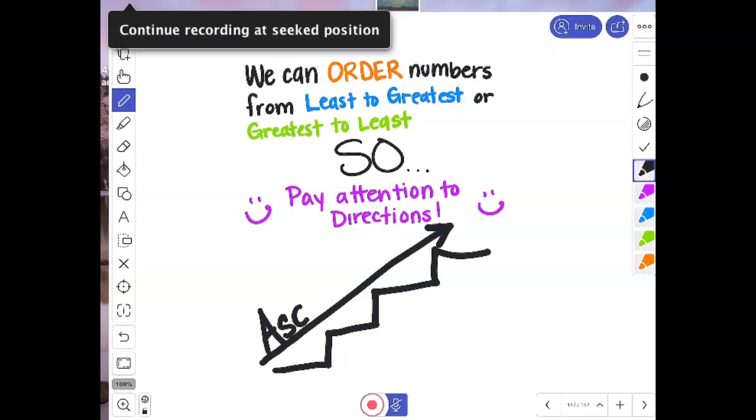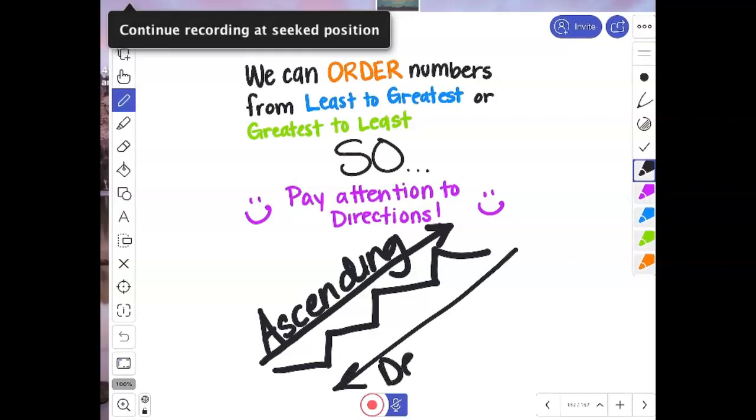A-S-C-ending order. So if I'm going up the steps, meaning it starts small and it gets big, or starts low and gets high, that's ascending order. If I'm going in the other direction, greatest to least, I'm going down those steps, that's called descending order. And I think I'm spelling that right. Descending order. So going up the steps is ascending or least to greatest. Going down the steps is descending, and I tend to think about descending starts with D, like down does. So that's just a thing that helps me remember. Okay, so let's move forward.